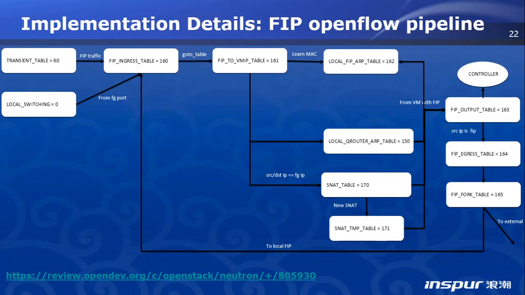We used controller action with custom user data to trigger OVS to send an ARP request for the destination floating IP, and added corresponding flows to learn MAC addresses from ARP replies. This is special stuff for the floating IP OpenFlow pipeline. You can read the source code we posted on review.opendev.org for more details.